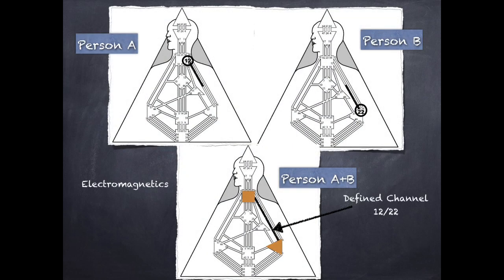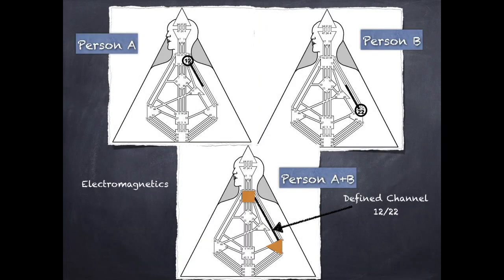I've already talked about electromagnetics in other videos, but for those who haven't seen them, I'm just going to do a brief review of what electromagnetics are and how they work. When we talk about a hanging gate, we're talking about half a channel. So for instance, if you look at person A, they have the gate 12, and that would be considered a hanging gate because it doesn't have the gate 22 to make a complete channel from the throat center to the emotional center. And the theory is that we're magnetically drawn to a person who will complete our channel.